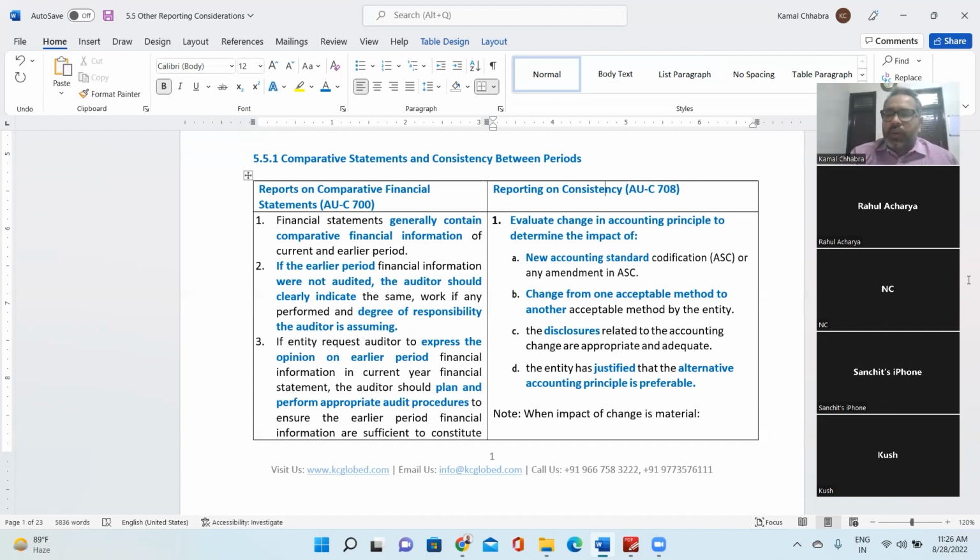Right. Some of you might have experience of working on new accounting standards or implementation of a new accounting standard. Would you like to share your experience?